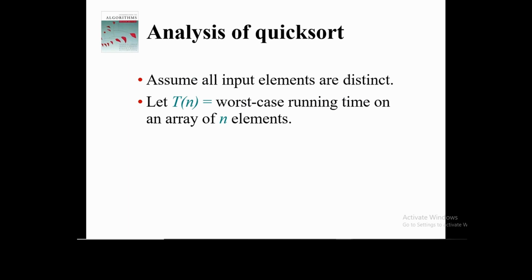Okay, now let's come to the analysis part of quicksort. Let's assume all the input elements are distinct in this quicksort algorithm, and T(n) is the worst case running time on an array of n elements.